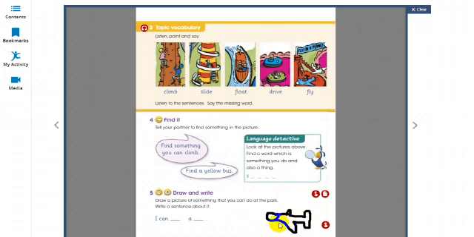Sorry for the bad drawing. I'm not that good at the drawing. Okay, so this is the plane that I drew. So I will write here, I can fly a plane.